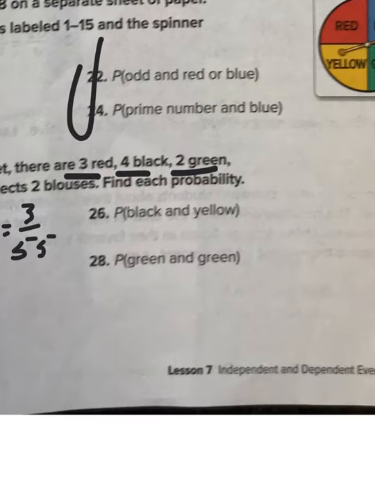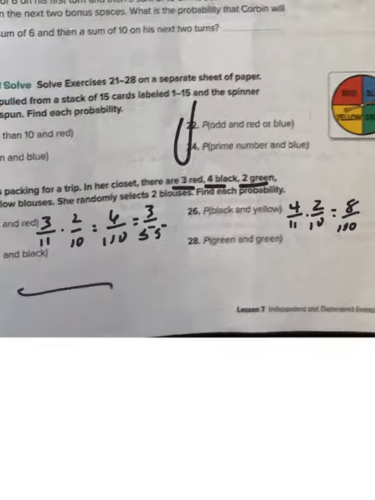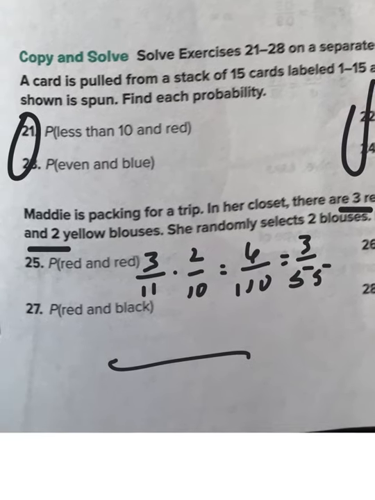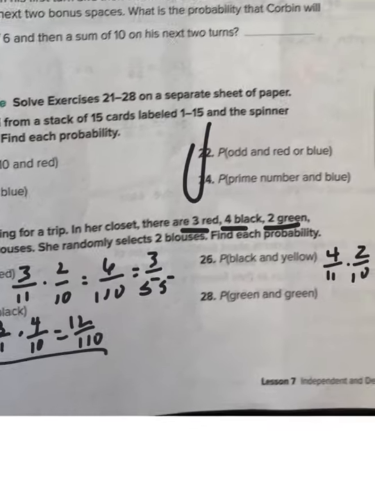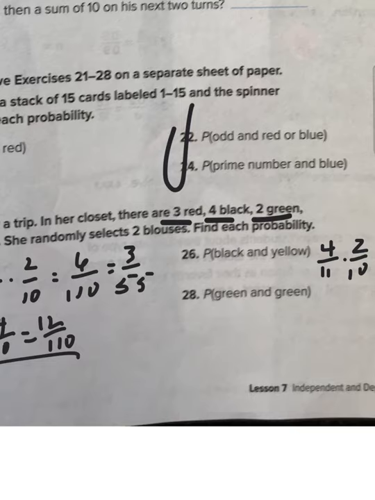On number 26, it's finding out the black and a yellow. So the chances of a black one are 4 out of 11. And the chances of a yellow one then are 2, but there's only 10 left because we haven't replaced it. It's 8 out of 110. A red and a black, same concept. 3 out of 11 for a red. 4 of them, but there's one of the reds gone. It's 12 out of 110. And then you can simplify that down. It's 6 out of 55.